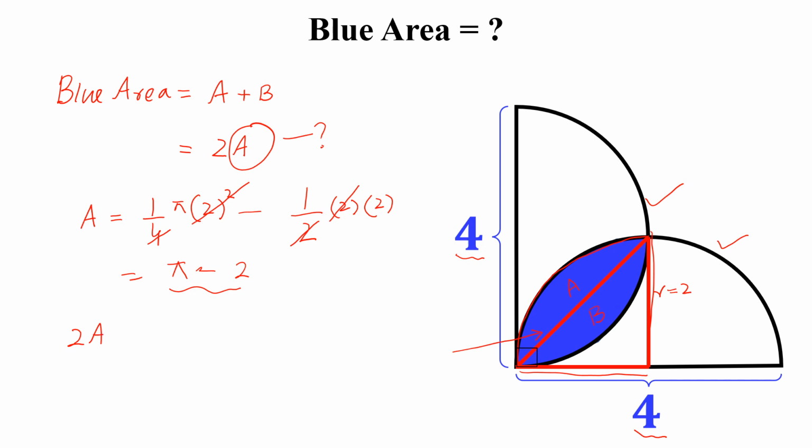The required blue area will be equal to 2A. So 2 pi minus 4. And this is the required answer.